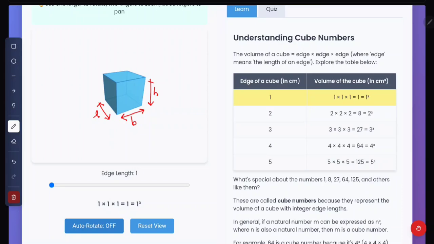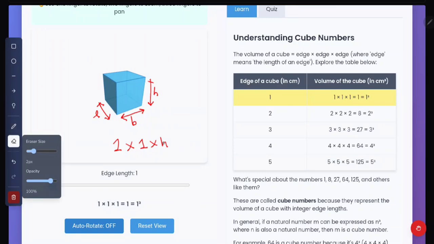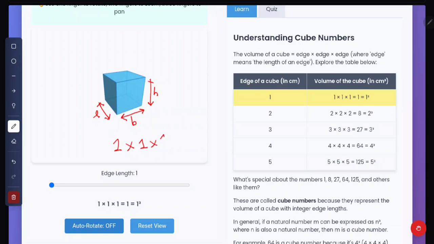Now in order to find the volume of a cube, that means how much space is contained inside the cube, we have to multiply length times breadth times height. The volume of a cube formula is length times breadth times height. Since length, breadth and height are all similar, they are 1. So the volume of a cube, or the cube of the number 1, is 1 itself.